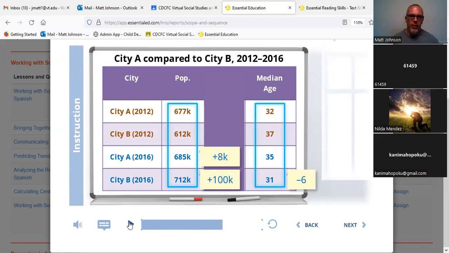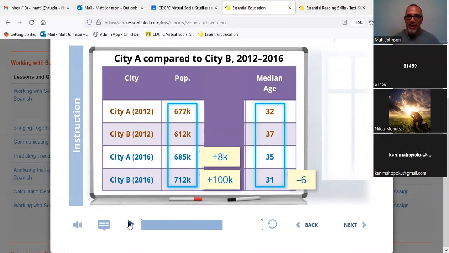And comparing just that raw data, you see that in both cases, both cities grew. City A marginally, right, only about 8,000, and City B much more so at about 100,000. And then next, we look at the median age. So comparing those two, we see City A, the median age went up about 3 years, right?